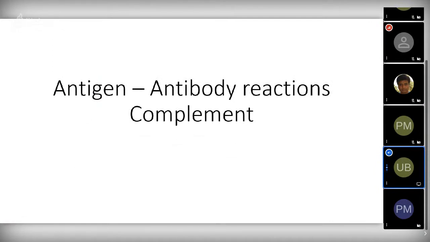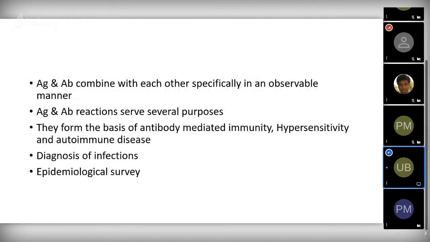Ma'am. So antigen antibody we have already dealt with, and now we are going to antigen antibody reaction and the complement. So any antigen and antibody can combine with each other specifically and in an observable manner. So the two key points in this antigen antibody reaction are the specificity and the observable manner. Why this observable manner? Because most of these antigen antibody reactions are used in the laboratory setup, and we need to report based upon the positive result, agglutination or precipitation.